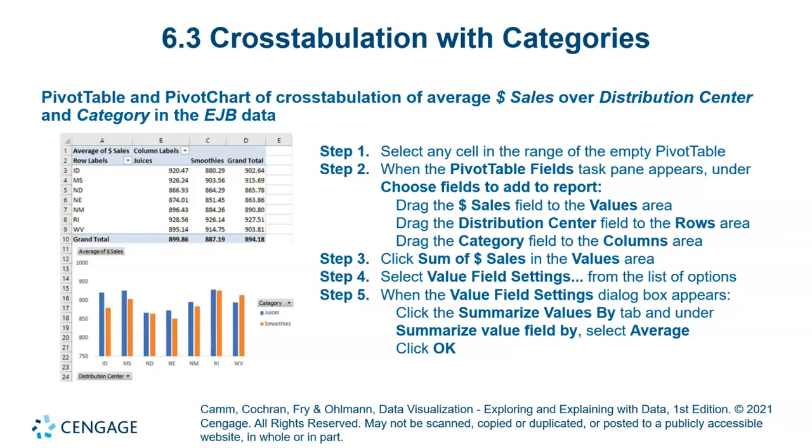Then we have cross tabulation with the categories. In this one we can have both the table as well as the graph together. We can see the different states on the x-axis, and on the y-axis we have the average of the sales for the two categories, juices and smoothies, in two colors, one in orange and another in blue.